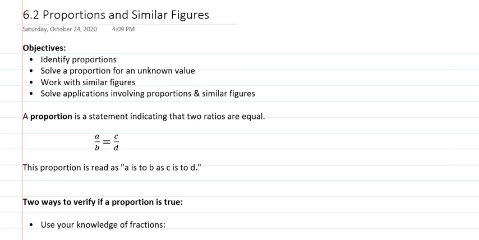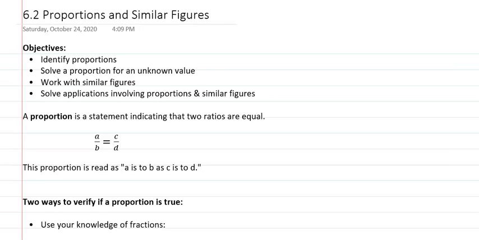In this section, we're talking about proportions and similar figures, and we're going to talk about identifying them and solving proportions for an unknown value, and then working with similar figures and solving applications. So a proportion is a statement indicating that two ratios are equal.